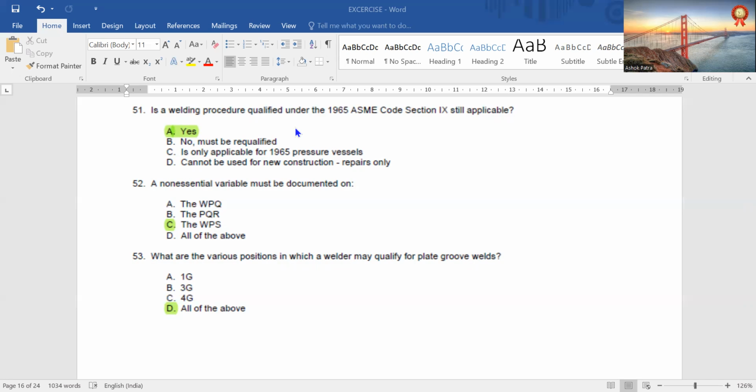What are the various positions in which a welder may qualify for plate groove welds? 1G, 2G, 3G, 4G, everything. All of the above.